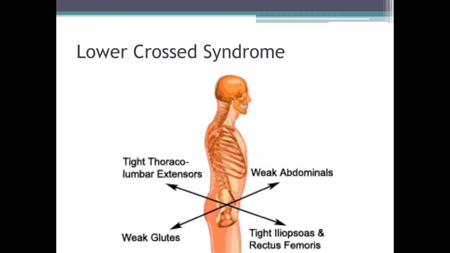Those are really important to be able to detect, both the upper and lower crossed syndromes, and to not only detect them, but then to correct for them. Because if we have tightness and weakness, it's changing our length tension curves, and it's really placing our athletes in a position for injury.